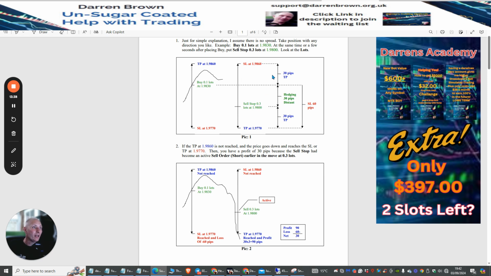Okay, and then you would determine whether you want to work from 30 pips to 60 pips. Now you'll notice that this is broken into 30 pips take profit, hedging 30 pips distant. This is the distance from here to here. Okay, this is how this works. Now there is a formula which I'm going to be showing you, or try to teach you.